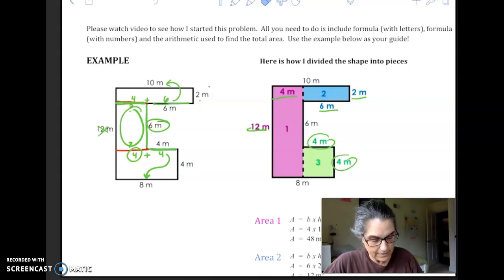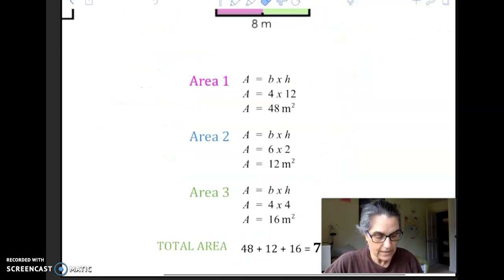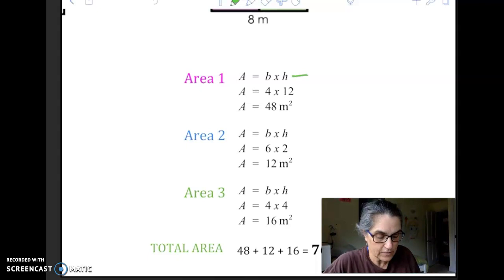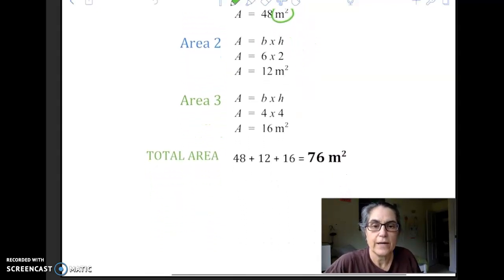And if you look at my solution, you'll see that I still included the area formulas with the letters, the area formulas with the numbers, and then I made sure that I had units squared in there. And the total overall area is going to be adding the individual parts, and that will be my answer. Good luck with the bonus problems.